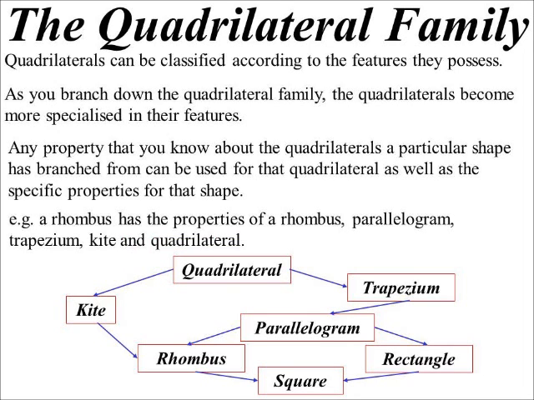For example, a rhombus, whilst it has some of its own properties, we can also use any property from a parallelogram, because it branches off that, a kite, a trapezium for that matter, because trapezium can branch down to rhombus, and a quadrilateral itself. So let's look at these things in a little bit more detail.